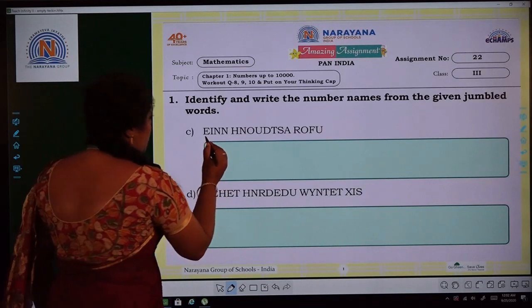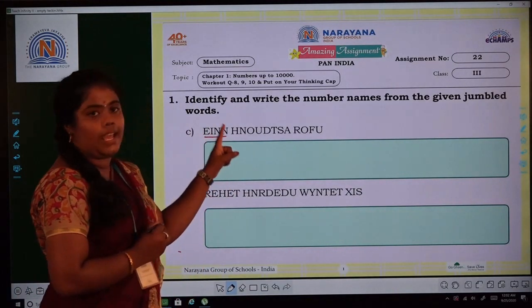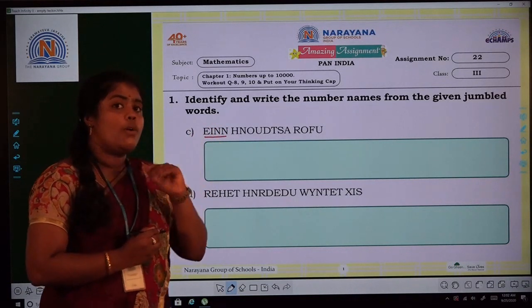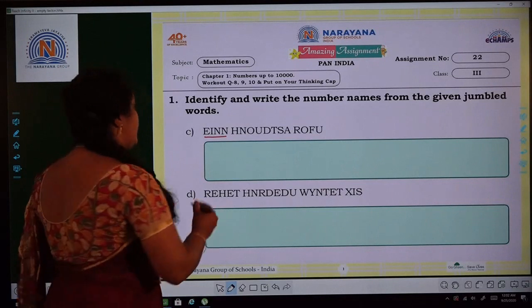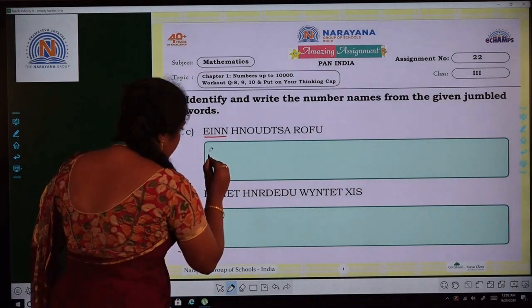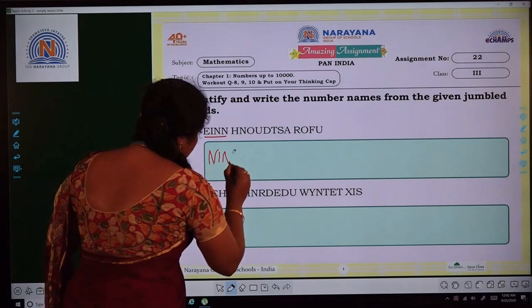So moving on, first one. First word is EINN. By using these four letters, we have to form which number name? Yes, 9. N-I-N-E. 9.